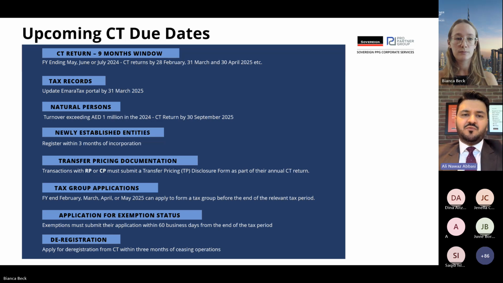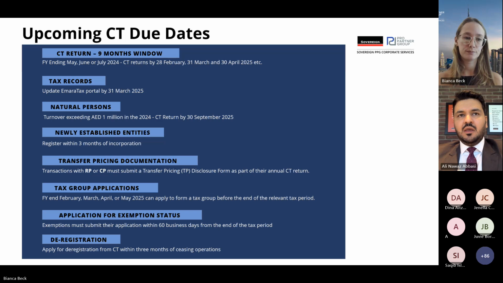Tax year for natural persons is the calendar year. They don't have any separate financial year. So it's a calendar year and you have until 30th September 2025 to file and pay the corporate tax. For newly formed companies, they must register for corporate tax within 3 months of incorporation.